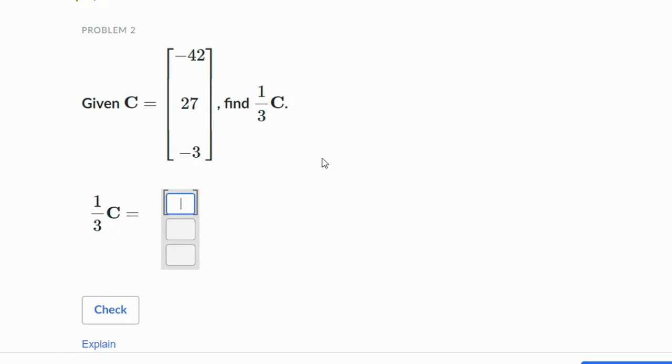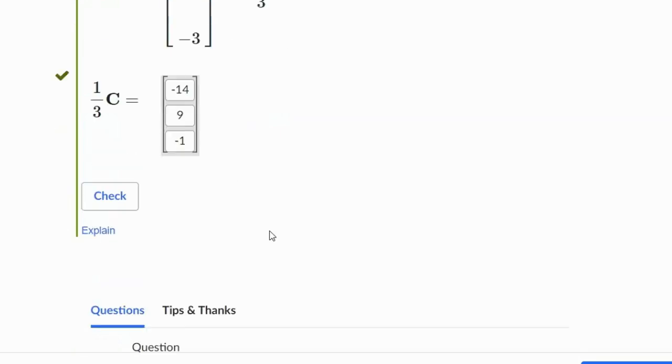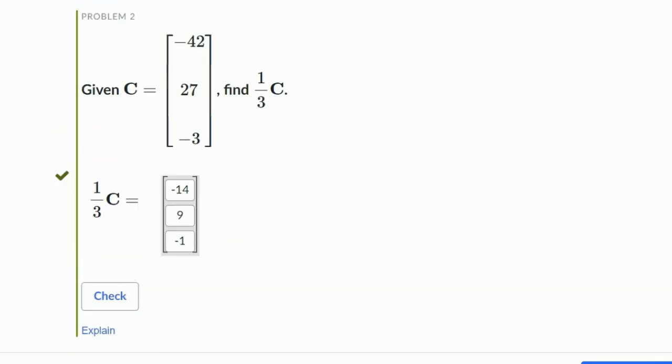Jonathan's jumped out there and got an answer for us. And did well, paying attention to the negatives. Like I say, a lot of times we forget the negatives. 1/3 times -42 is just the same thing as dividing -42 by 3. It is -14 when you multiply it by 1/3. 27 times 1/3 is 9. -3 times 1/3. What's 1/3 of -3? It's -1. Check. We're good, check. And that's it. That's all the practice they give us on that.